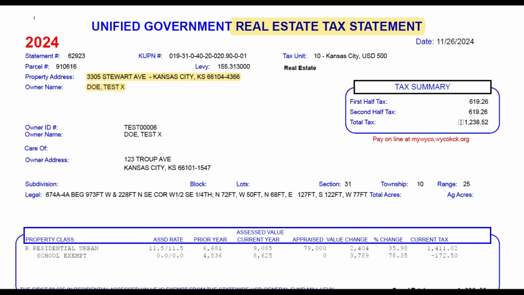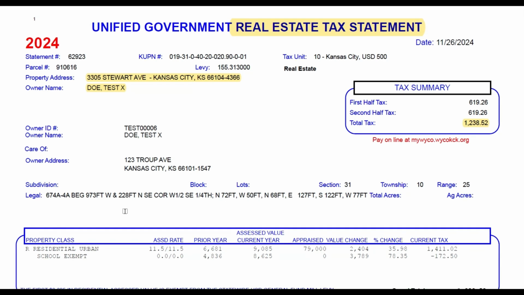In this case, the owners of the property are going to owe a total of $1,238.52. As you will see, this is the total of all property tax jurisdictions, not just the UG.